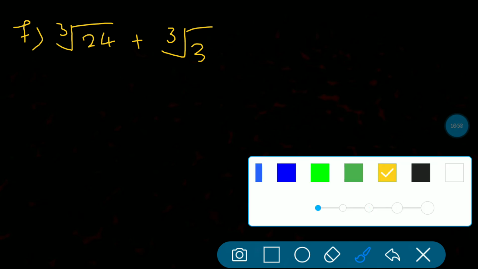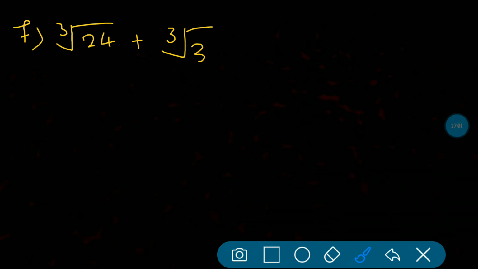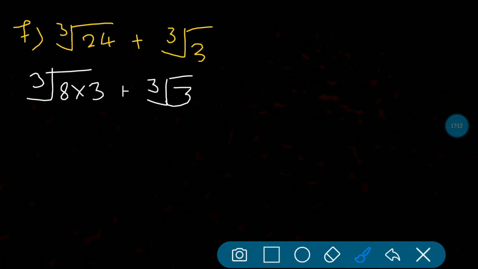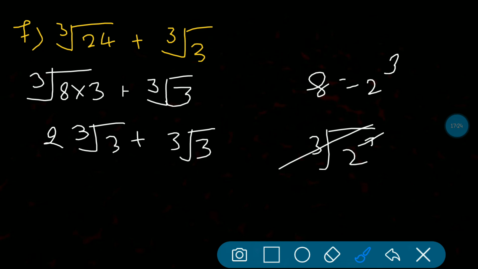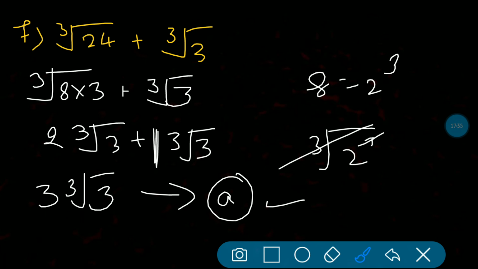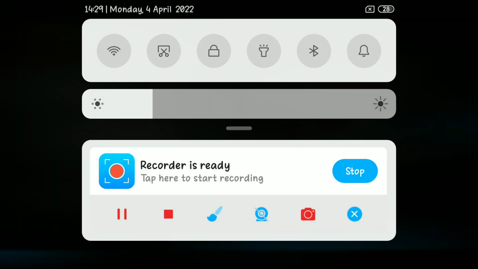So it is cube root of 24 plus cube root of 3. Right, now 24 can be written as 8 into 3 as you all know. So cube root of 8 into 3 plus cube root of 3. Now 8 can be written as 2 cube. That means cube root of 2 cube is nothing but 2. 2 into cube root of 3 plus cube root of 3. If there is nothing, there will be unity present, that is 1. Right, now 2 plus 1 is 3. So 3 root 3. So what is the option? It is option A. I hope you got the same answer.